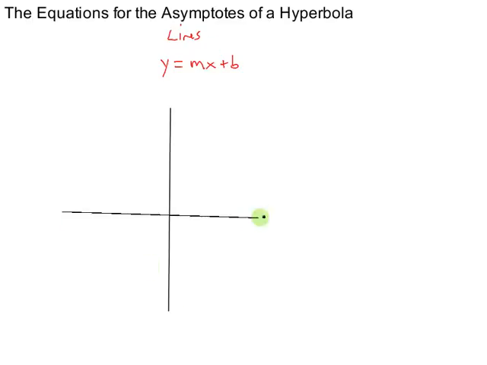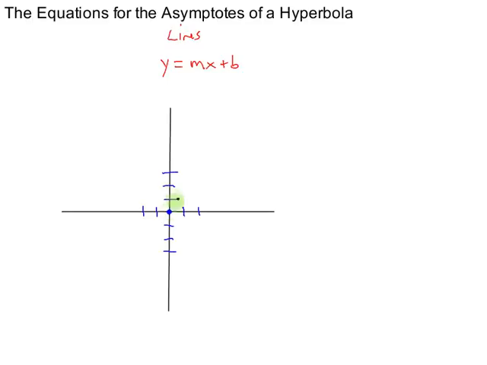Alright, so let's take a minute here just to focus on the asymptotes of a hyperbola, which are lines. If you recall, the standard form for an equation of a line is what we call slope-intercept form, y equals mx plus b, where m is the slope and b is the y-intercept. So if we have a hyperbola whose center is at the origin, let's take an example here.